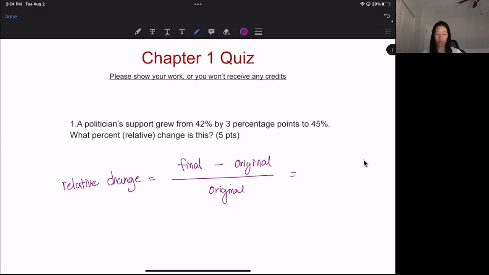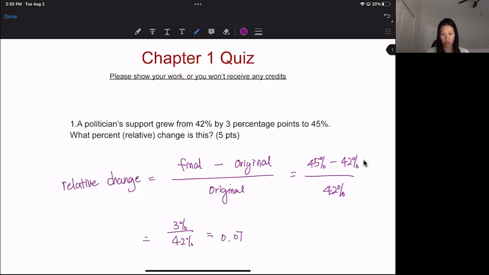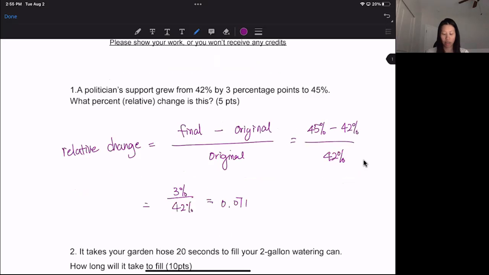So in this case, it's going to equal 14.5% minus 14.2%, divided by 14.2%. So this is equal to 3% over 14.2%, which is equal to 0.071. Okay, so the next step is important. They ask for percent, so you need to convert this to a percentage, which is equal to 7.1%.